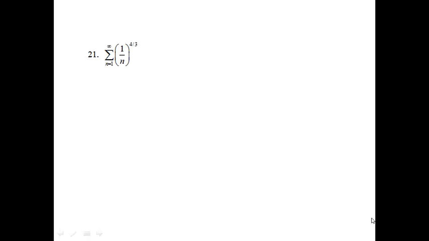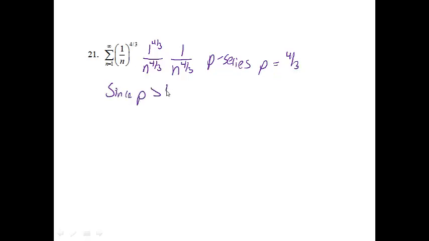Problem 21, the series n equals 1 to infinity of 1 over n to the 4/3 power. I noticed that if I separated this, I could turn it into a p-series problem. So I did 1 to the 4/3 over n to the 4/3, and 1 to the 4/3 is just 1 over n to the 4/3. I now notice that this is a p-series, and p is equal to 4/3.